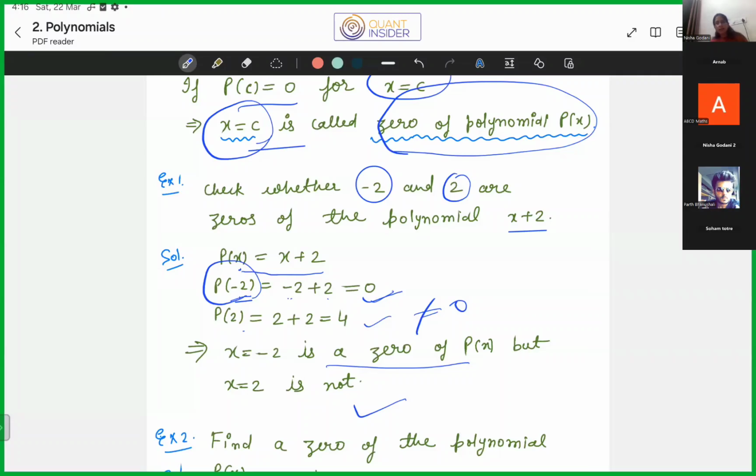What is the difference between roots and zeros of a polynomial? Both are the same. Actually, we use the term roots mainly for equations, roots of the equations. Otherwise both are the same.